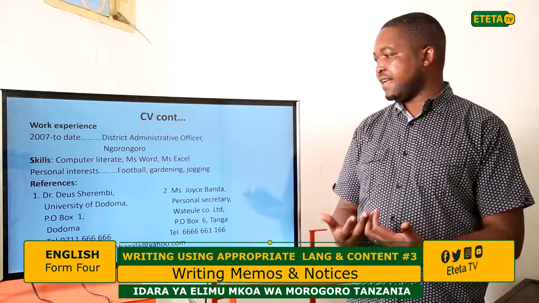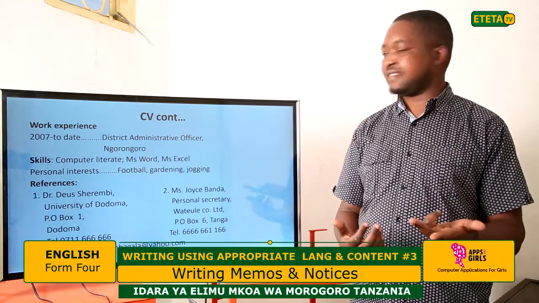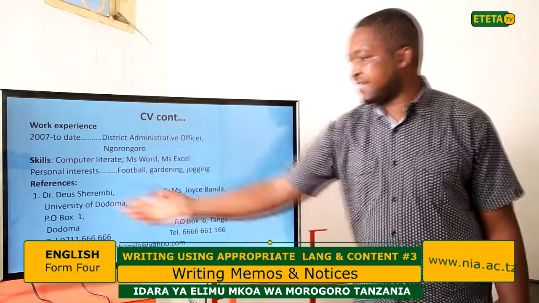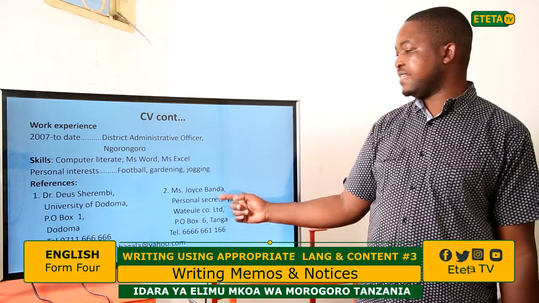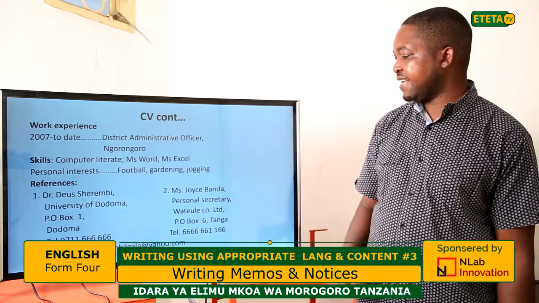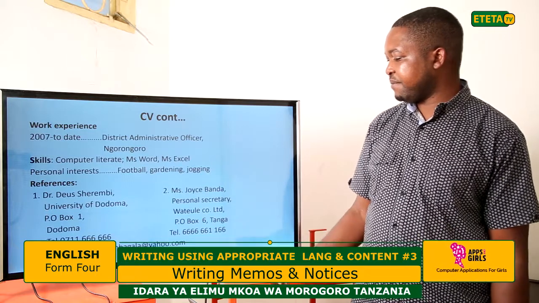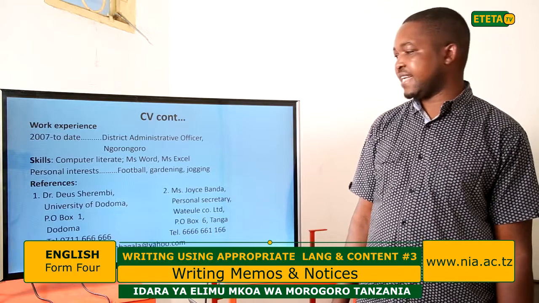You know, most of the CVs require at least 2 referees. Here we have 2 referees. The first referee is written on the left, and the second referee is Miss Joyce Banda, a personal secretary, Wateuri Company Limited, P.O. Box 6, Tanga. And we have also the telephone number indicated there.